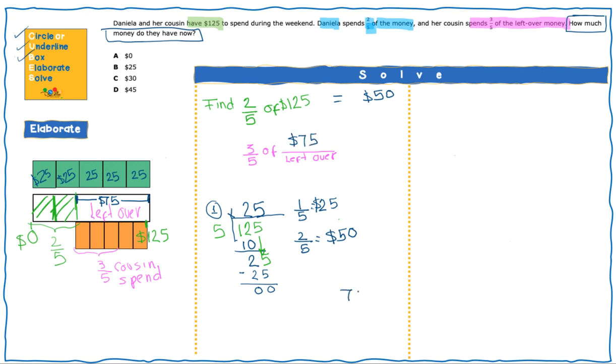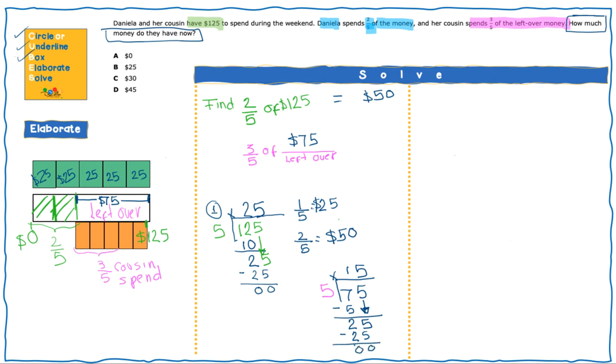Exactly. Awesome. So now we're going to do this division. I'm going to do 75 divided by 5. And I'm going to put that in pink because this is the money that the cousin spent, and that's how we highlighted since the beginning. Great. So please divide with me. 5 into 7, 1 time. Great. 5 times 1, that's 5. 7 minus 5, that is 2. We bring down that 5. 5 into 25, that will be 5. 5 times 5, 25. So that will be 0.